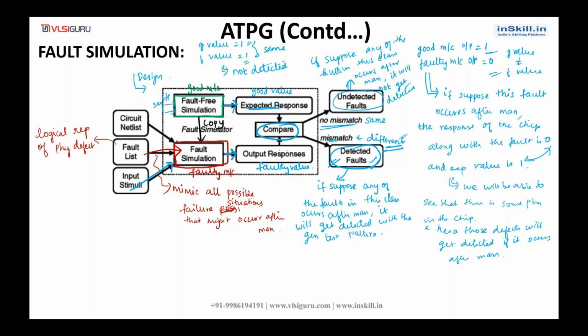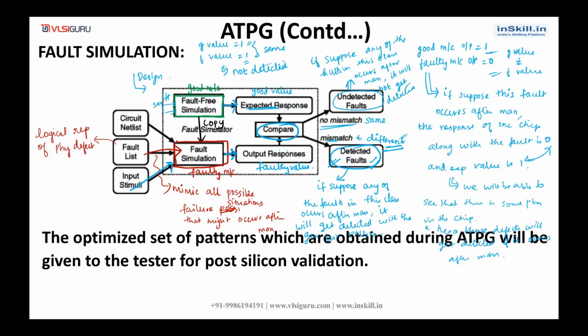So an optimized set of test patterns is obtained during ATPG, which will be given to the tester for post-silicon validation. How the optimized set of patterns is generated, we will discuss during our syllabus. During our course, we will see what an optimized set of patterns is and how it is generated during ATPG. That is what will be given to the tester to test the chip after manufacturing.